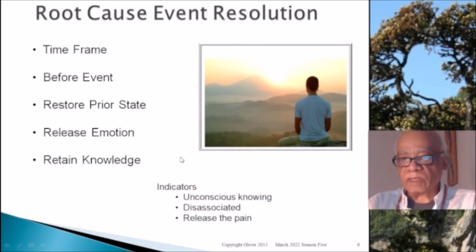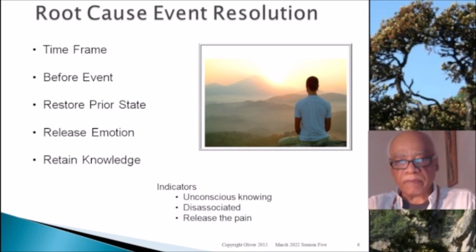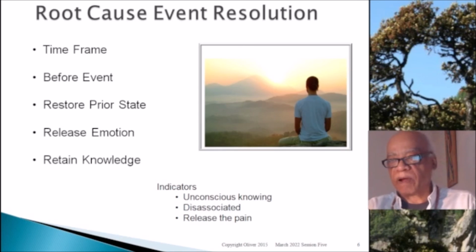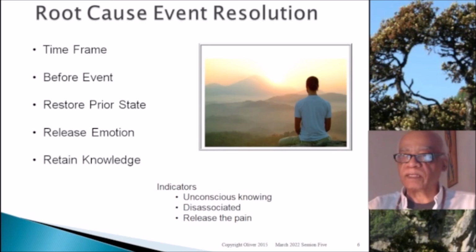So this resolution, we go through the steps again: we identify the time frame, we locate it, and get enough information from that root cause event to be able to know that it is the right one. And then we go to a time prior to that event and realize that we don't have any of this emotional restrictions or limitations. And we restore that prior state along your timeline, and we release any of the emotions that were originally associated with that root cause event.